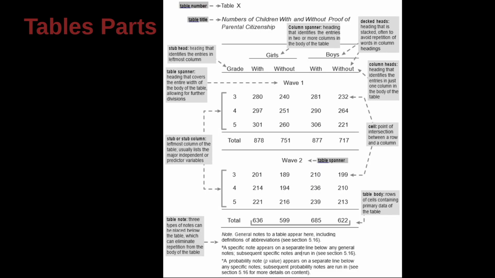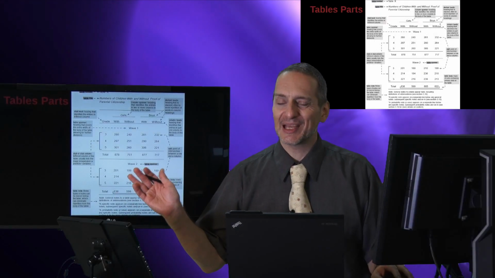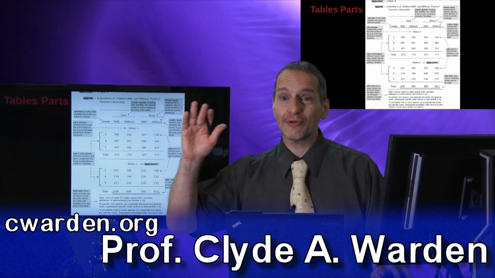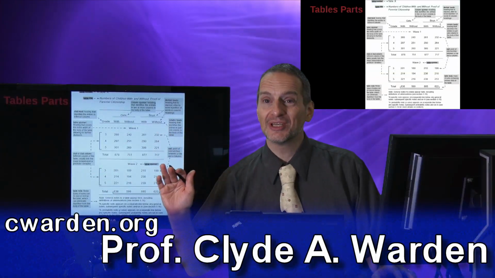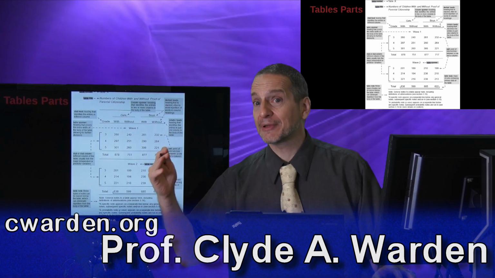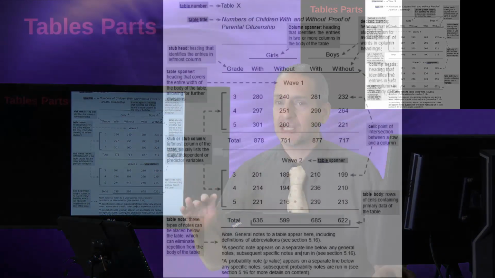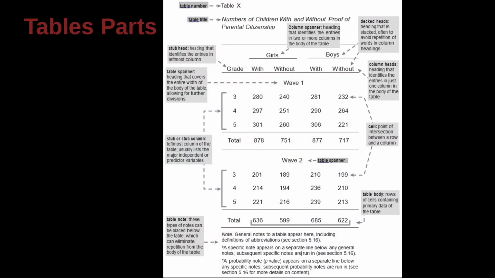Let's jump into the parts of a table. Now here we have the APA guideline for what a table looks like, and all I can say is this has got to be the most complicated table I've seen because it includes all the possibilities of what you can do in a table. I'm sure there's more combinations, but here are the basic pieces to a table. So look at it with me over here. What we have is the table number up top here, table X, and then we have the table title, so the title of the table.